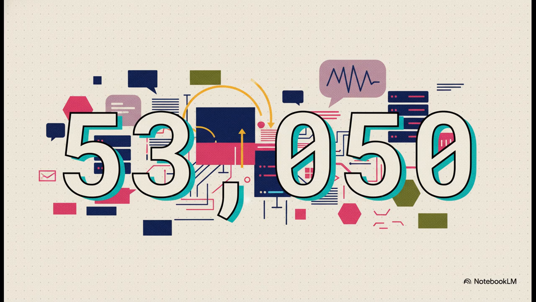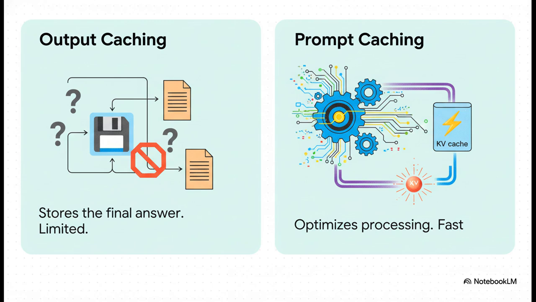Check this out, 53,050 tokens. That's how much a typical RAG system might have to process for just one user question. Now just imagine doing that over and over and over for every single turn in a conversation. It's just not sustainable. Okay, before we get any deeper, we have to make a really important distinction here.